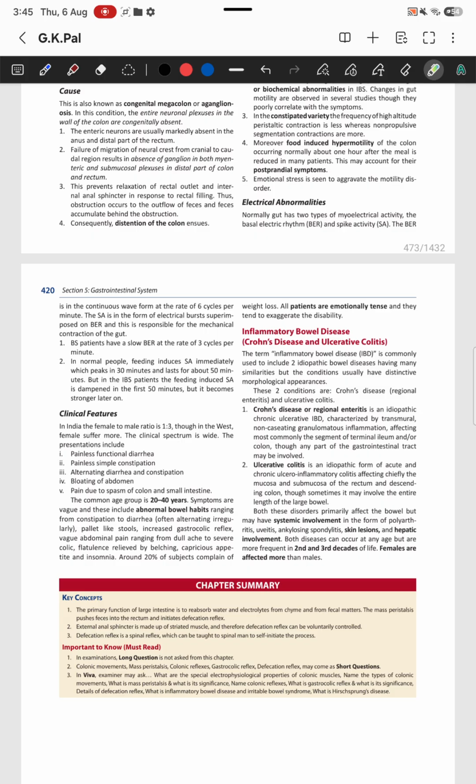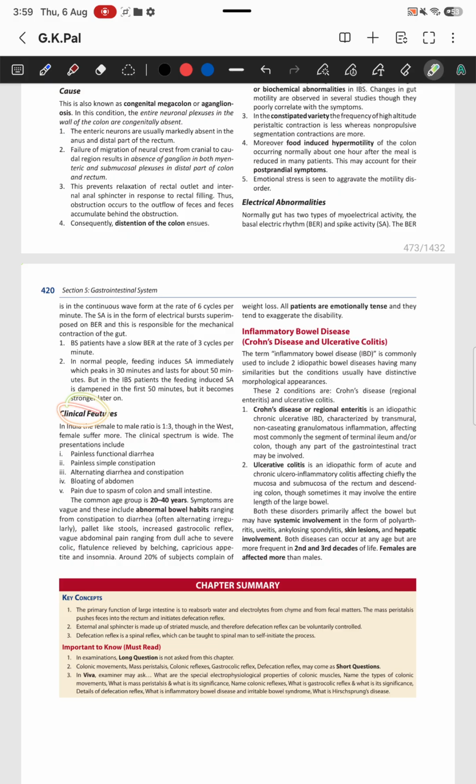In normal people, feeding induces spike activity immediately, which peaks in 30 minutes and lasts for 50 minutes, whereas in the affected individual it dampens in the first 50 minutes, but becomes stronger later on.